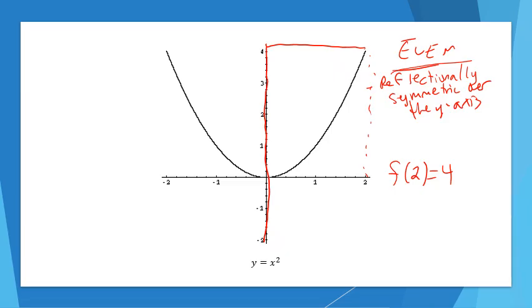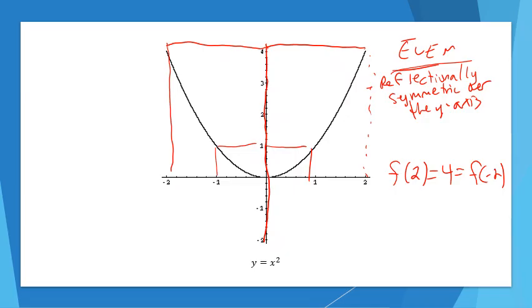And that means, if it's reflectionally symmetric, that this should be the same as what you get when you plug in f of negative 2. If we find f of negative 2, you plug it in, you also get 4. And this isn't just true at 2 and negative 2. Because it is reflectionally symmetric over the y-axis, it's going to be true at any point. 1 and negative 1 are going to have the same y value.